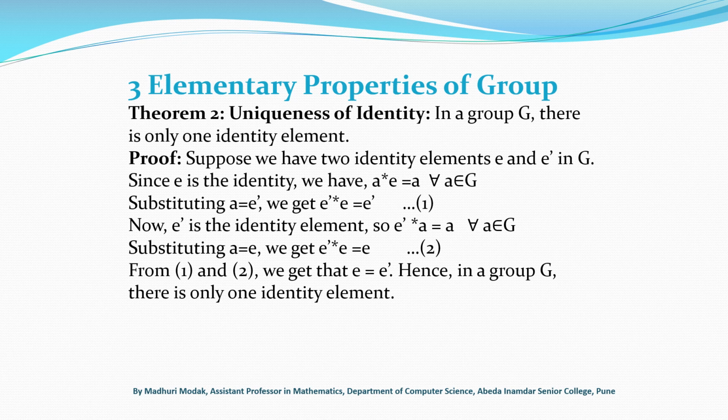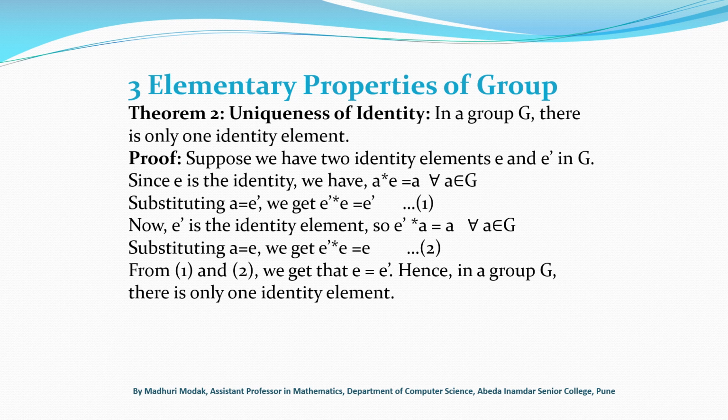First is uniqueness of identity. In a group G, there is only one identity element. It means that if you consider any group G with respect to any binary operation, then there exists one and only one identity element in that group. Now, whenever we have to show uniqueness in mathematics, generally we consider two such things and then show that these two things are not different but the same.